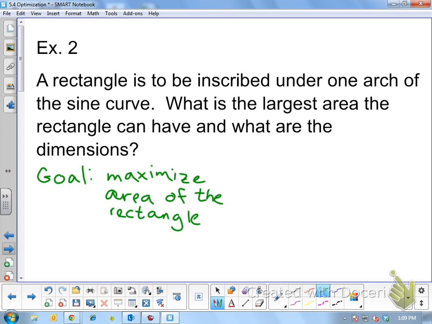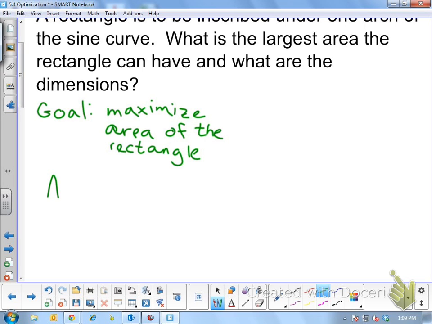Length times width. We know at some point we need to involve length times width. That's going to be involved somehow because we need A prime. Again, we run into the problem of having an L and a W, which I can't use. So now we need to, in this case, draw a picture. We're using a rectangle, geometric shape, so we definitely need a picture.